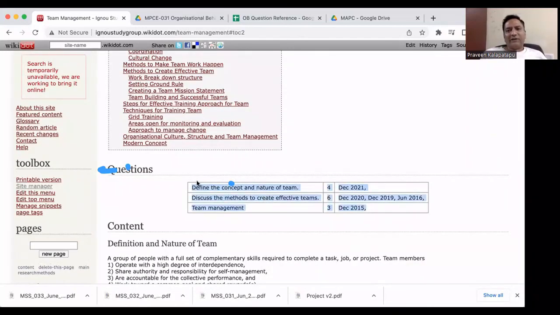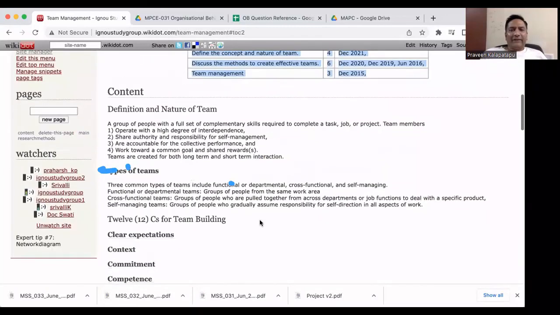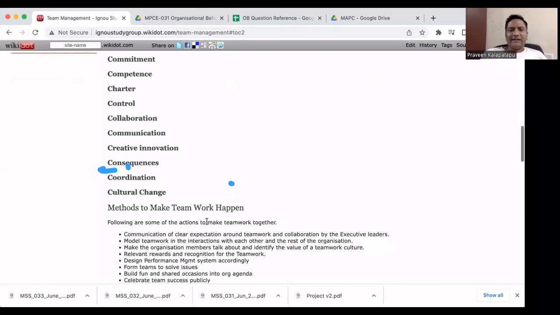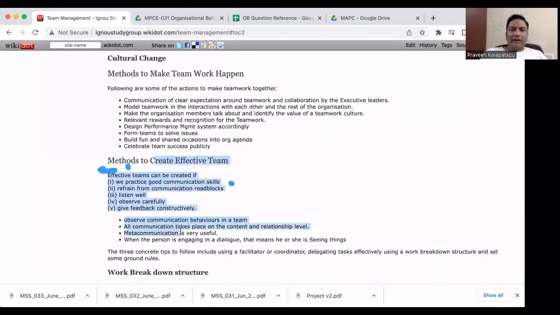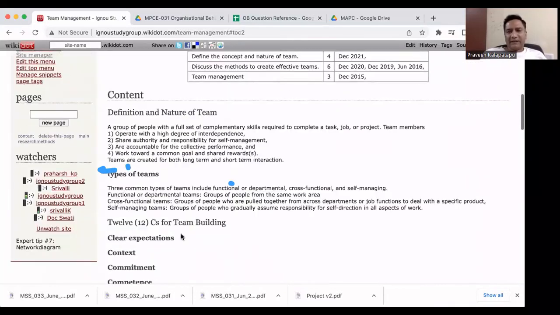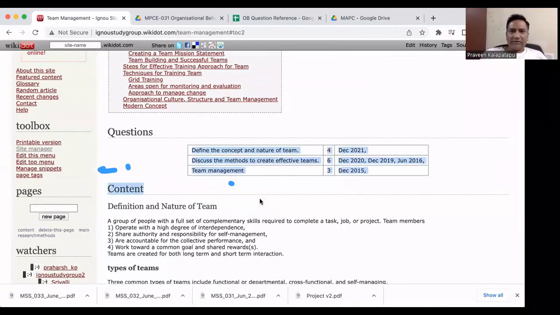So this is a unit which is very straightforward. Definition is one thing which is asked, 12 C's is another thing which is asked, and then methods of creating effective team is the other thing which is asked. So that's all from this unit.